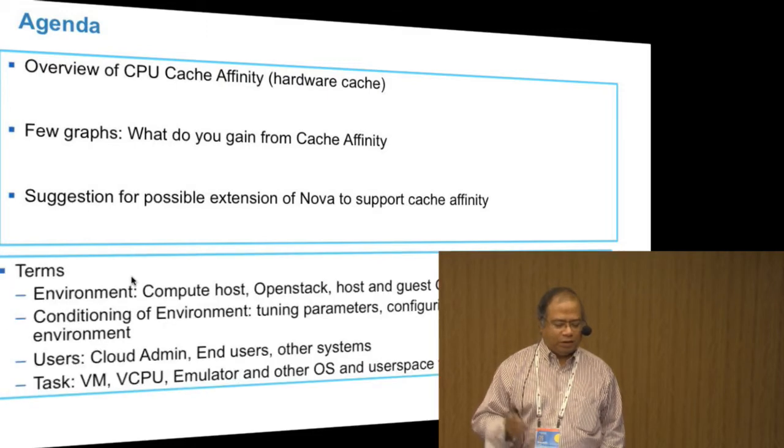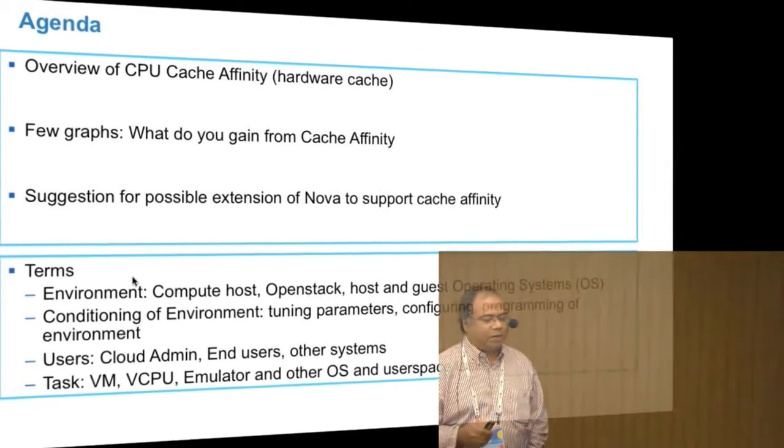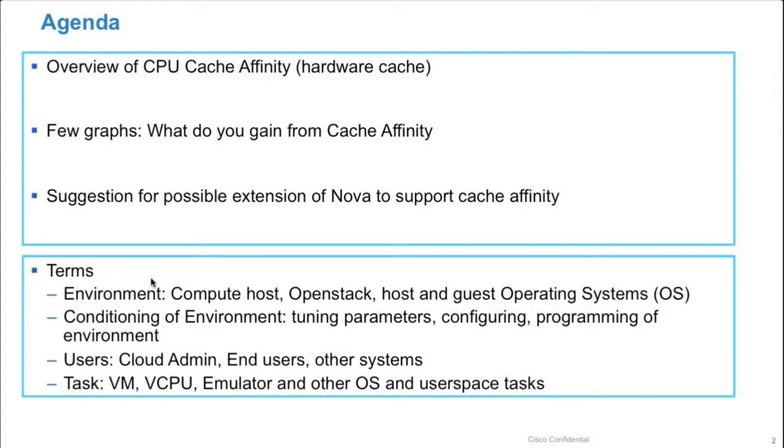So first of all, some terms. When I talk about environment, it basically means the compute host, the OpenStack host, and the host and guest operating system. When I say conditioning of the environment, it basically means tuning various parameters. That could be kernel, OpenStack, and various other parameters on the host, configuring or programming of the environment. When I talk about user, I mean cloud admin and user, and the task is basically the VM, it could be a container, vCPU, emulator, and other operating system or user space tasks, okay?